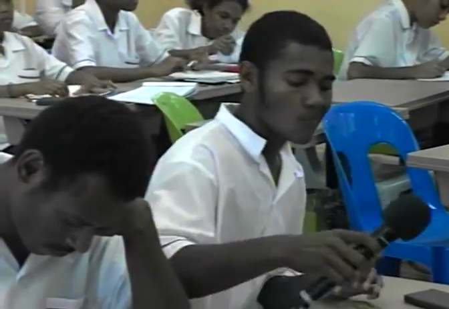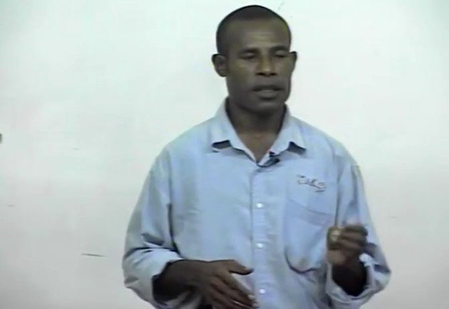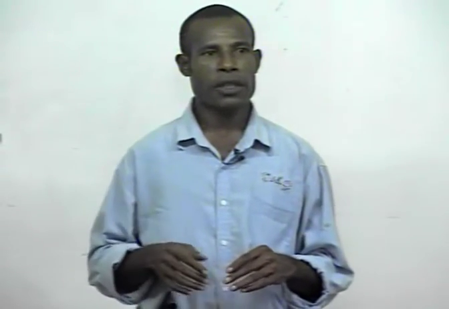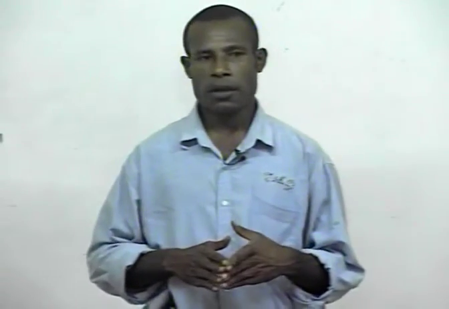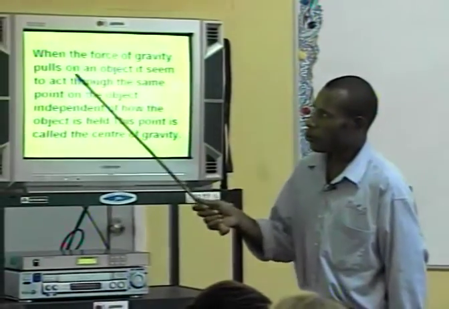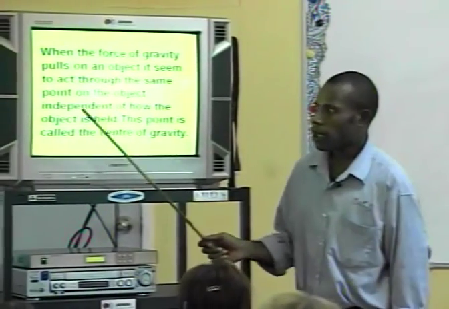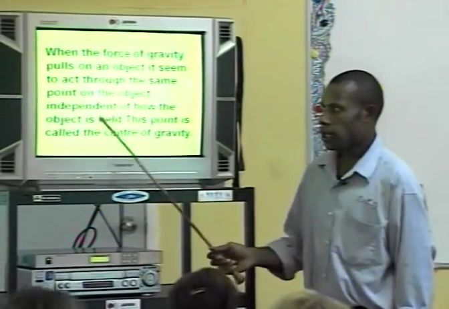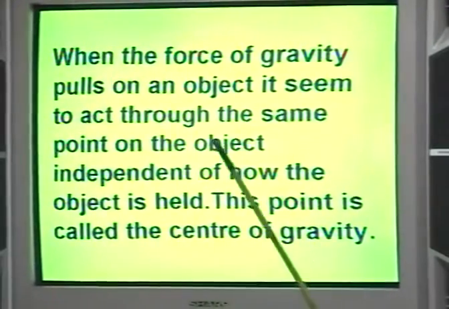Okay, right. According to that definition, center of gravity is whereby different forces are acting on an object at a certain point, right? Now, simply you'll find that when the force of gravity pulls on an object, it seems to act through the same point on the object, independent of how the object is held, right? This point is called the center of gravity. So quickly have this definition done.